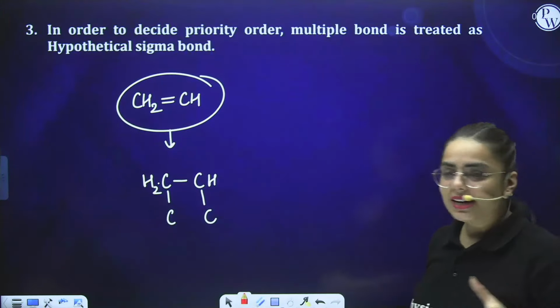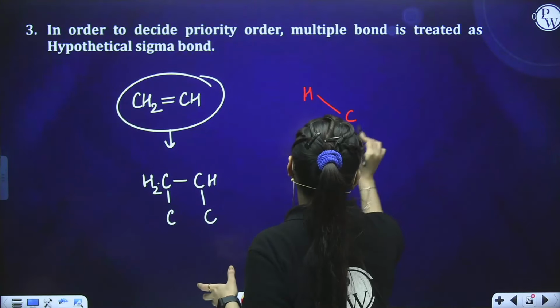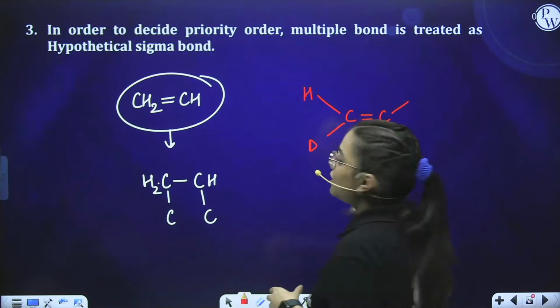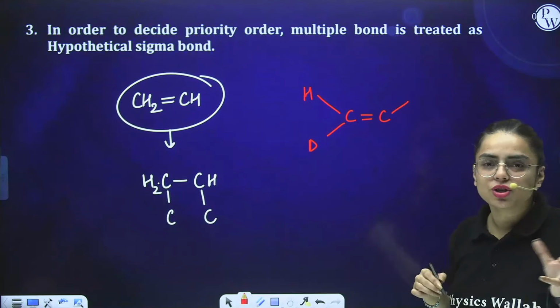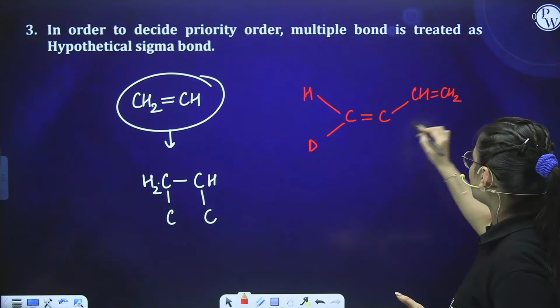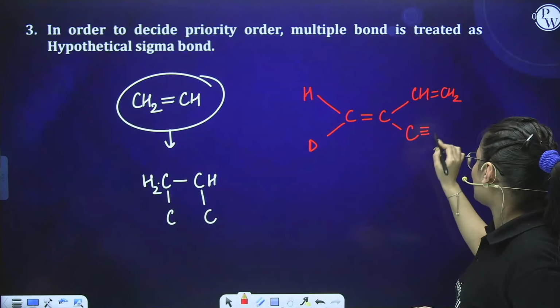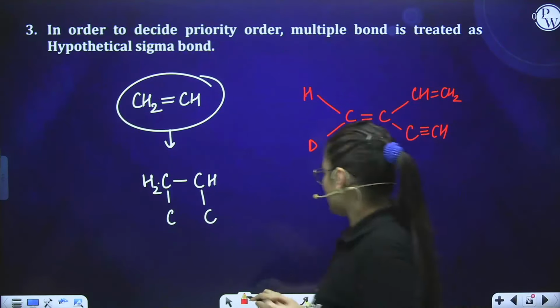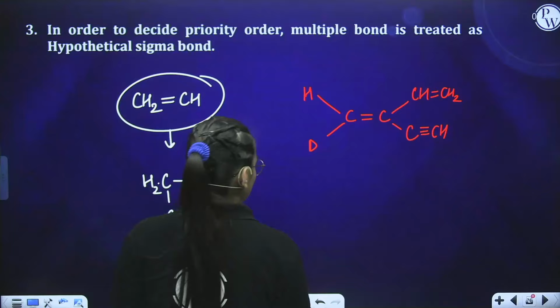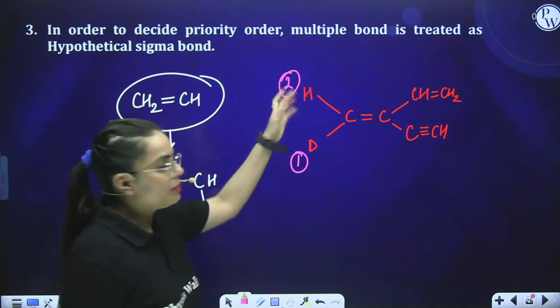So on one end, I would take hydrogen, carbon, deuterium here. Now here I will take a CH double bond CH, the same case. And here let us take something different. Let us take a triple bond case. For example, carbon triple bond CH. Now let us find out here. If I talk about the isotopes, I told you deuterium will have more atomic number, but because of the heavier isotope, it will be referred to as less.